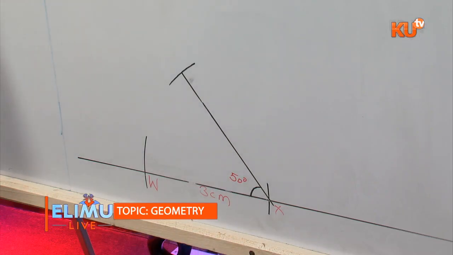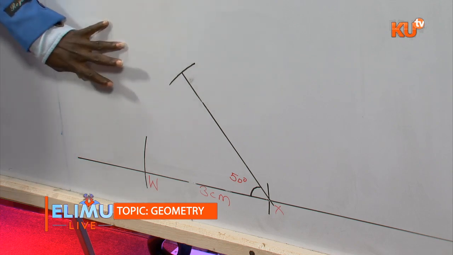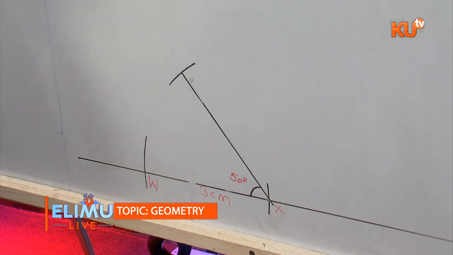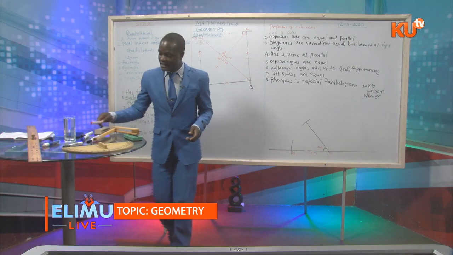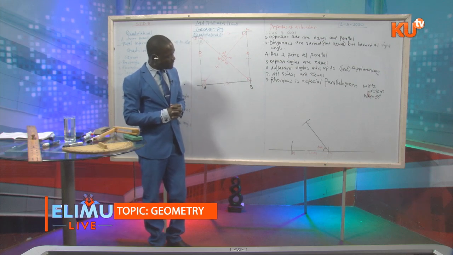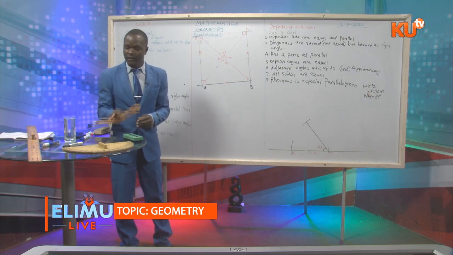Now, I hope you have seen a situation whereby a figure has been drawn like this and then you're asked to complete it. So what you need to do here is that the properties that we have discussed earlier are going to help you complete this figure here. So you can do that by using the sides.